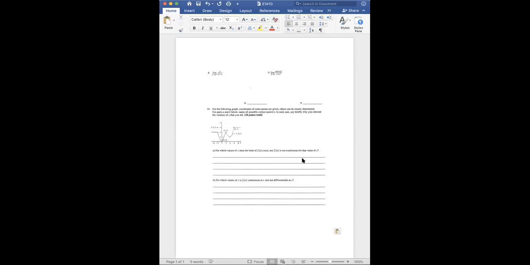Okay, so now I don't want the places where you've got to lift your pencil. So if there's a hole, we're not talking about that. It's got to be places where you don't lift your pencil. It's continuous. And now not differentiable. Check this out. I want to show you this.